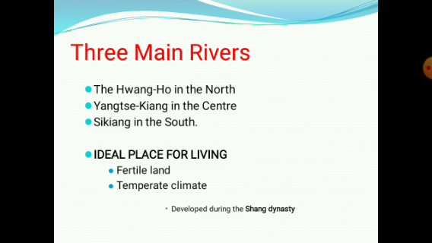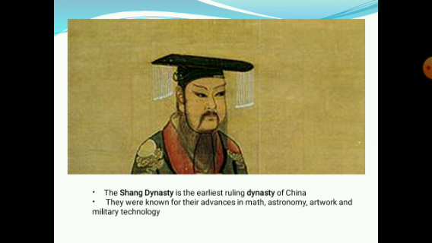And this Huanghe civilization developed during the Shang Dynasty. Shang was a king in China, and this civilization started to develop during his period. The Shang Dynasty is the earliest ruling dynasty of China, and they were known for their advances in math, astronomy, artwork, and military technology. They were very good. Let us talk about the people and society.